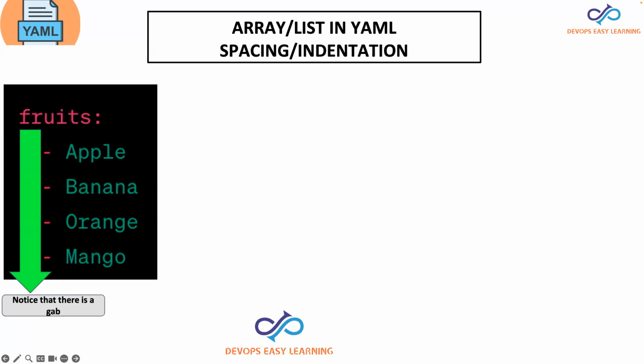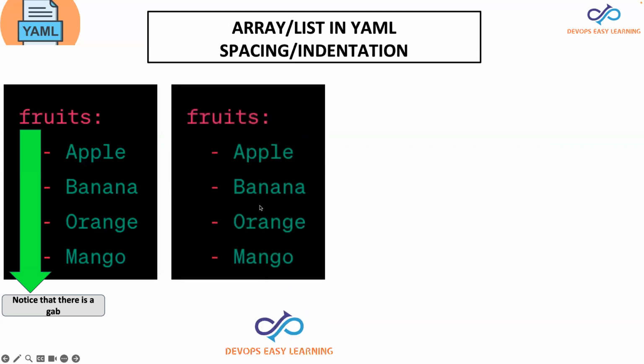Notice the apple, banana, orange, and mango. Because fruit is a list of fruit, first here is the main element, and apple, banana, orange, mango are just the elements of the list. Notice that there's a gap here. So we need to put a gap between the parent and the elements that constitute the parent, right? We notice here that there's a gap at this level.